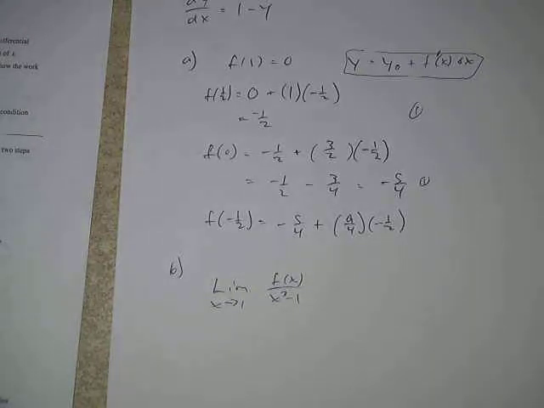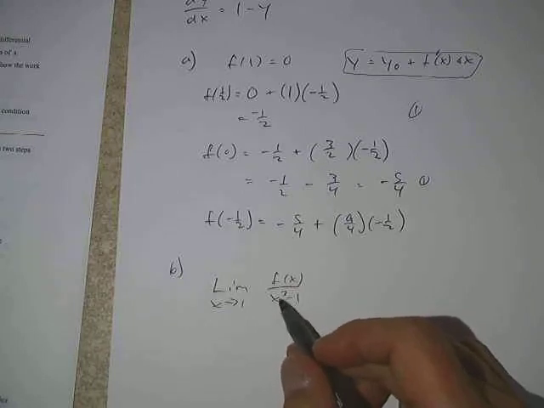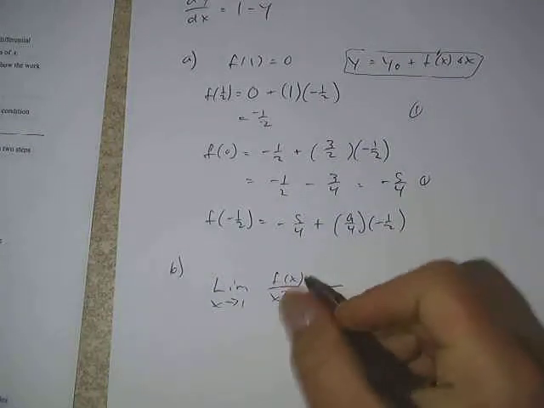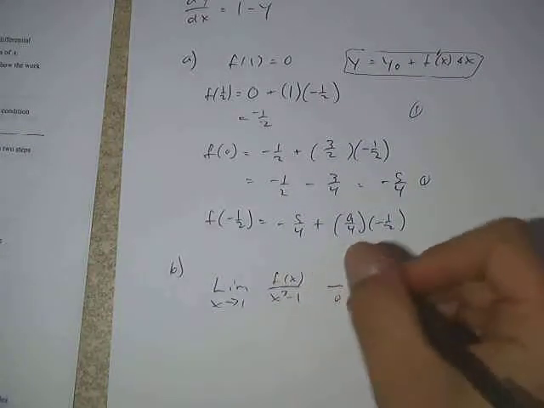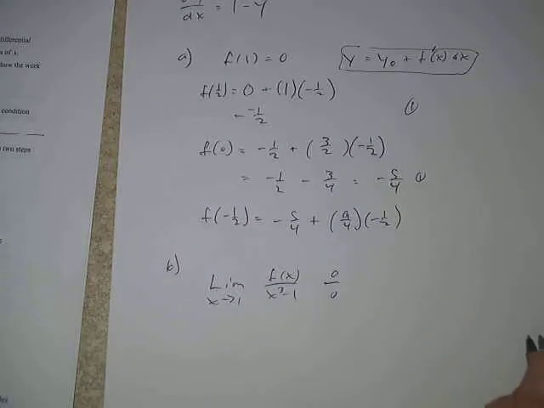Alright, the next part here says we want to find the limit as x approaches 1 of f of x over x cubed minus 1. As soon as we see a limit on a BC problem, first thought should be what? It might be L'Hopital's rule possibly, especially if it's a fraction like this. It could be a 0 over 0 or infinity over infinity.